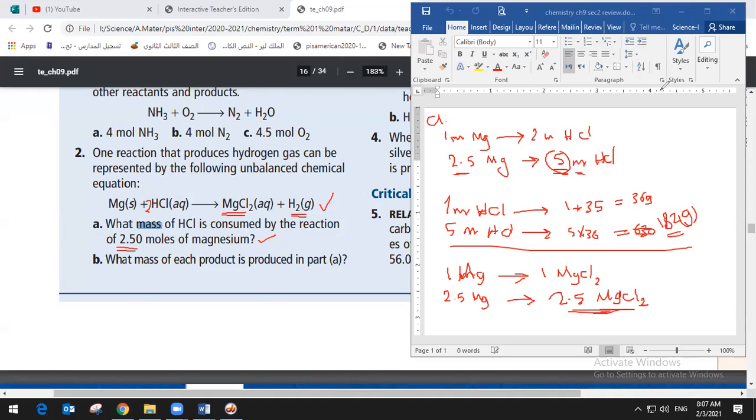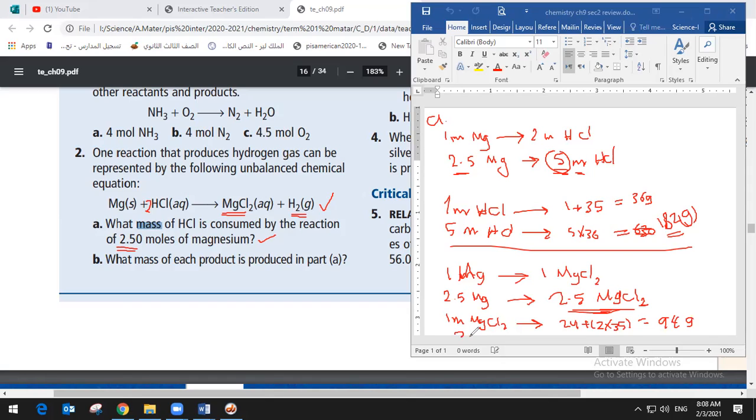So then he asks to find these 2.5 moles in grams. So first of all, we must find the molar mass of the magnesium chloride. So 1 mole of magnesium chloride equals: magnesium is 24, chlorine is 35. So 24 plus 2 multiply 35, because we have 2 atoms of chlorine. That equals 94 gram. So that's 1 mole.